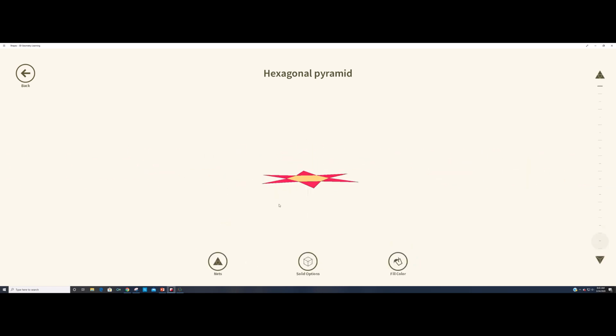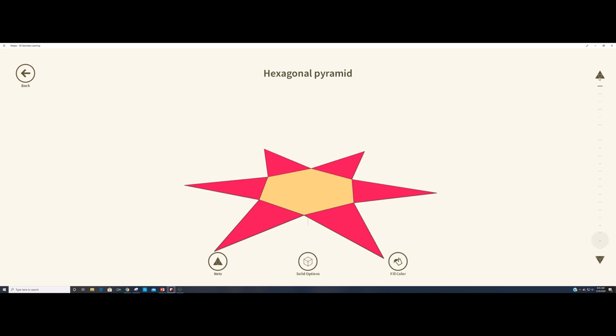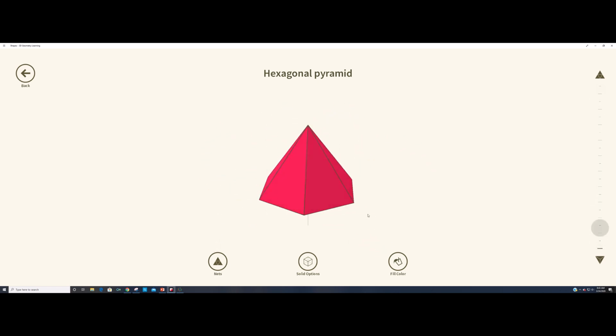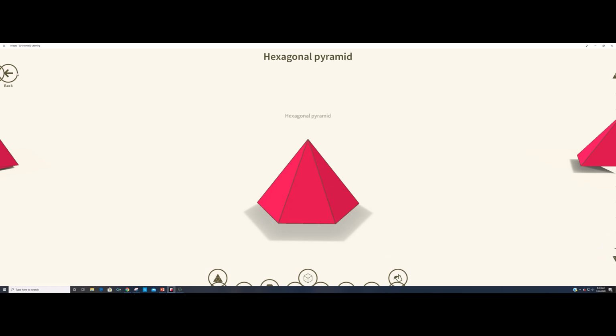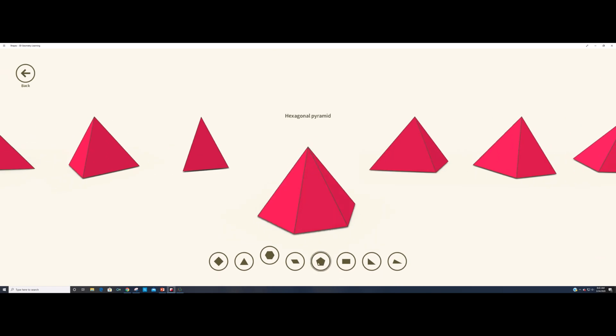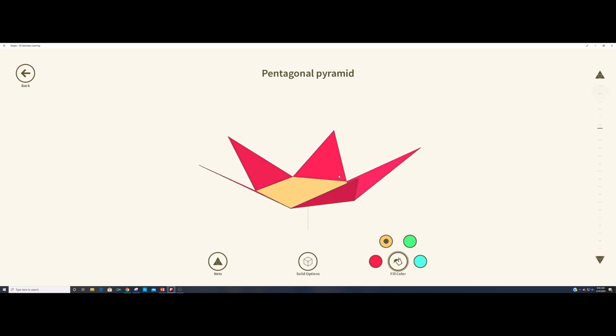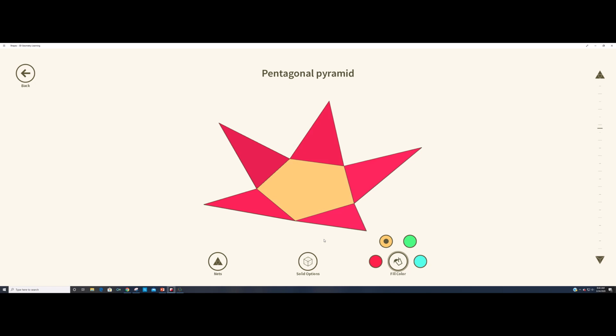I'm going to go to this one. This one's the most common one you're most likely to see. If I fold it this way, you can see you've got the six-sided base, the hexagon, and you have six triangles. Let's see. Pentagonal here. Again, five-sided base. And then when I unfold it, you can see that there are also the five triangles.